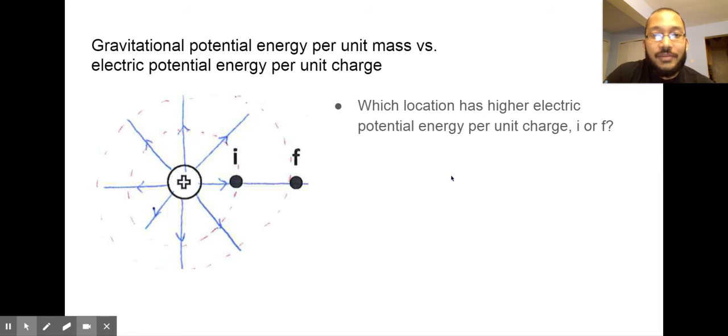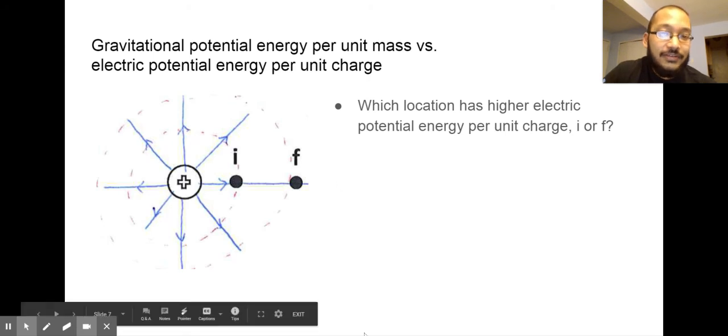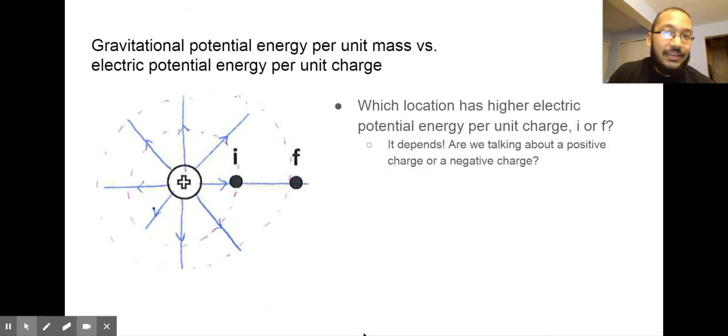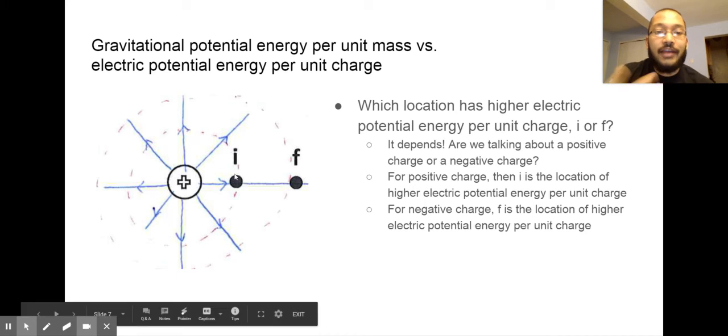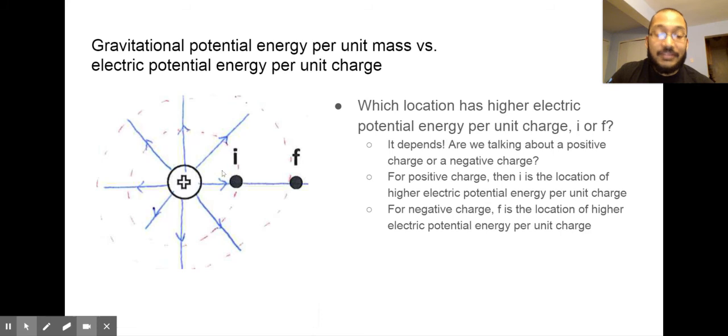This question might help you think about it. Which location has the higher electric potential energy per unit charge, I or F? Take a second. I hope you're scratching your head because it depends. Is it a positive charge there or is it a negative charge? If it was a positive, then I has the area of higher electric potential energy per unit charge, because if I put a positive charge here, it would have a greater distance to accelerate over.